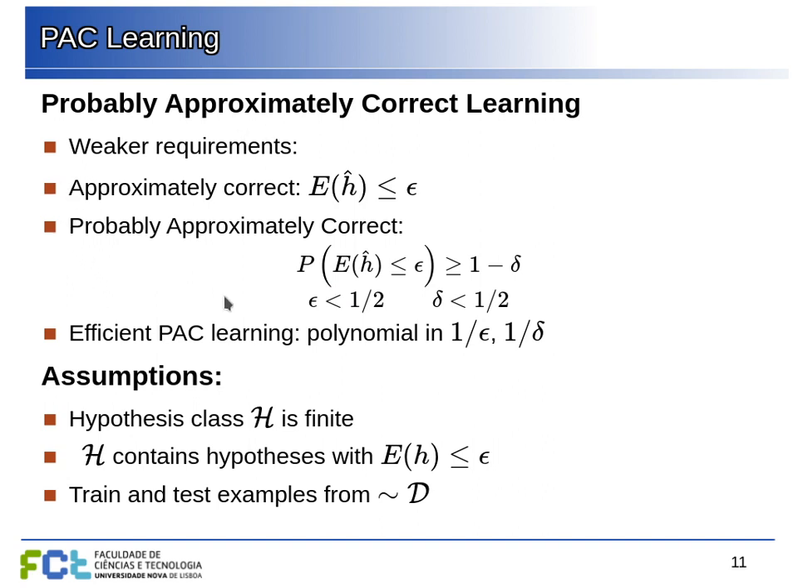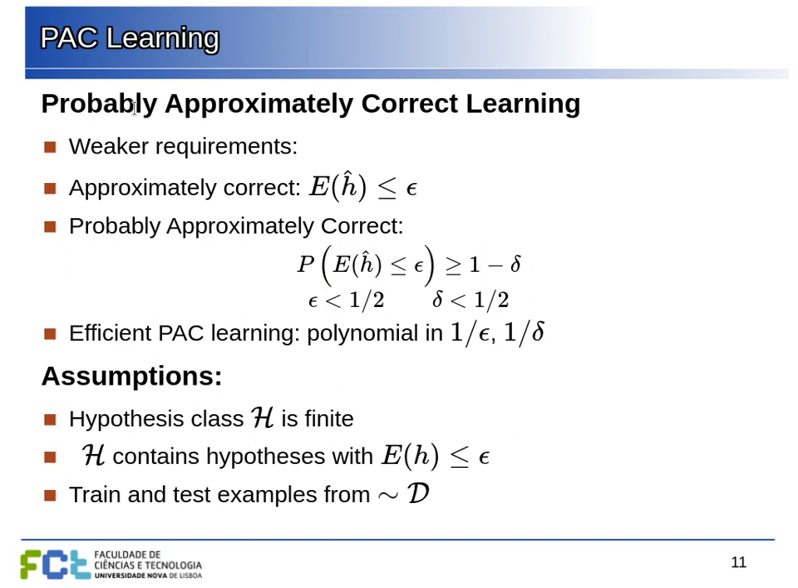And this is probably approximately correct in the sense that we cannot guarantee that the true error will be below epsilon. What we can do is to say that the probability of the true error being below epsilon is greater than 1 minus some delta, which is the probability of the error going above epsilon, so the reverse there. And this delta, we also want it to be small. So we want better than 50% chances of having a classifier with a true error below 1/2. This is basically what we can demand.